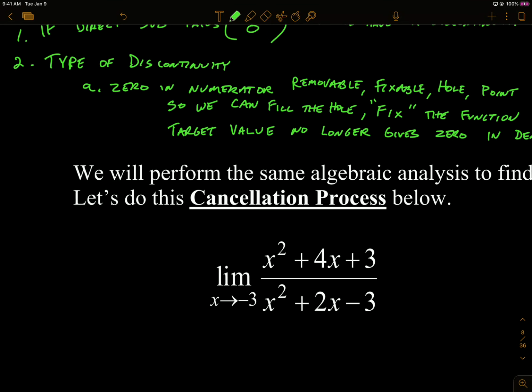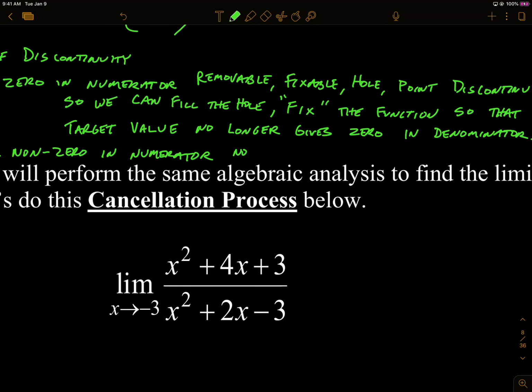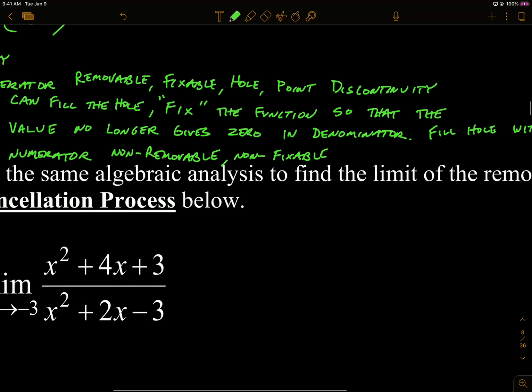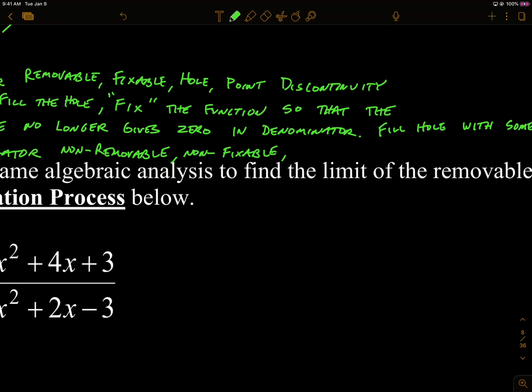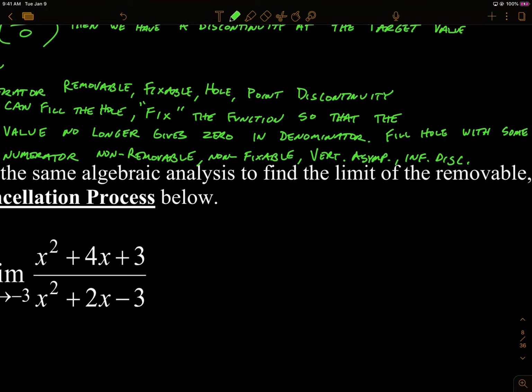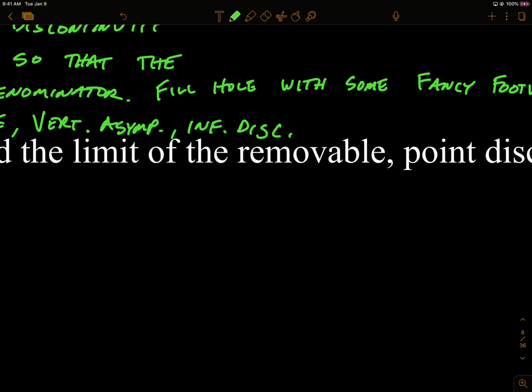All right. Type B would be if we get a non-zero number, something other than 0, in the numerator. That means we have a non-fixable or non-removable discontinuity. Non-fixable. That's a vertical asymptote. I'll just abbreviate on the graph. You might have heard of that as infinite discontinuity.